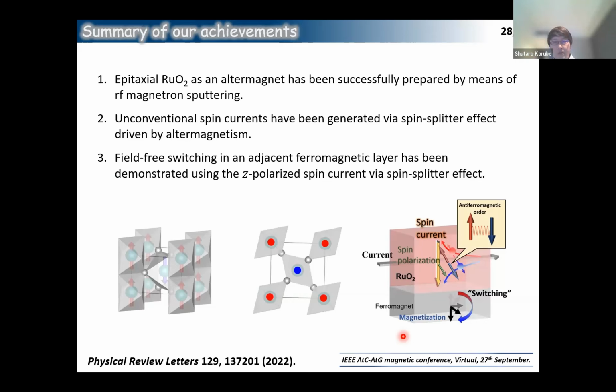Finally, the field-free switching in an adjacent ferromagnetic layer has been demonstrated using the Z-polarized spin current via the spin splitter effect. So if you are interested in this topic, please refer to our paper as shown here.